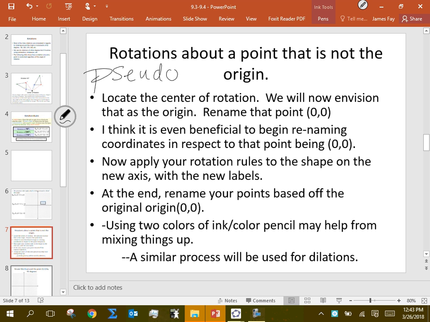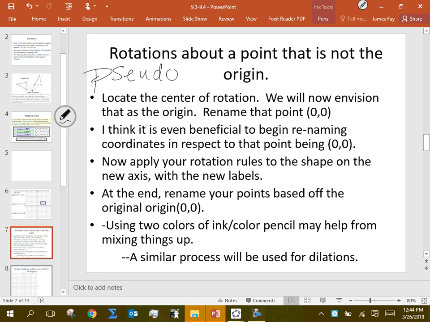Pseudo means fake. Pseudo means not real. Pseudo means kind of maybe artificial. Does that kind of make sense? Okay. So if I have like a pseudo illness, I have an illness that's not really there. Does that make sense? Okay.